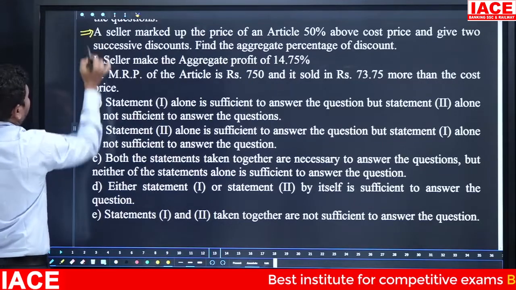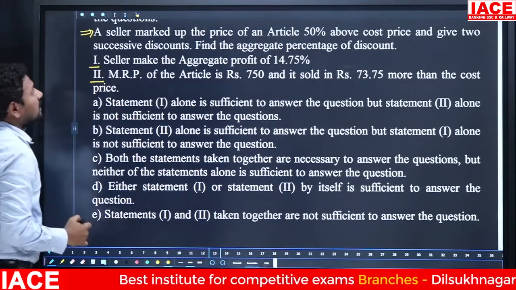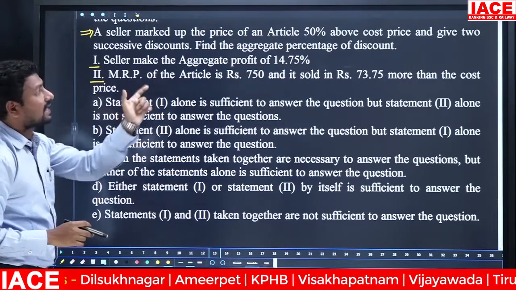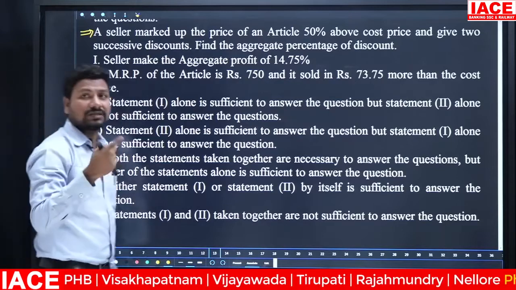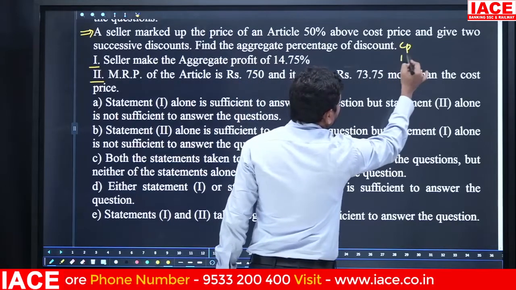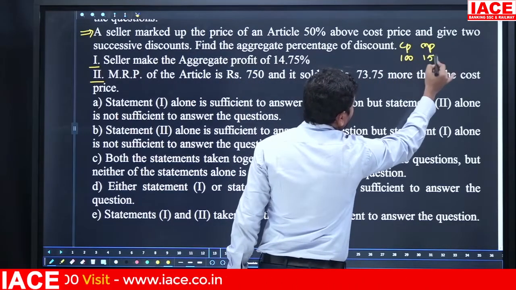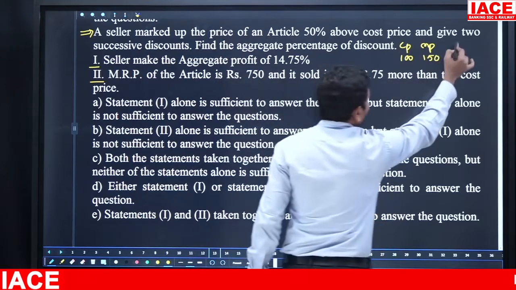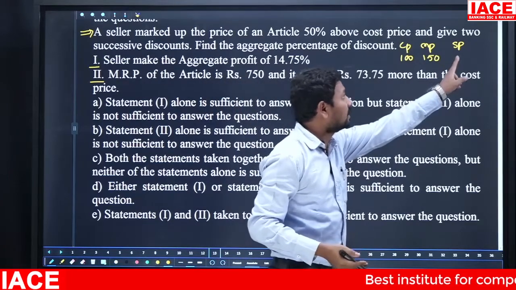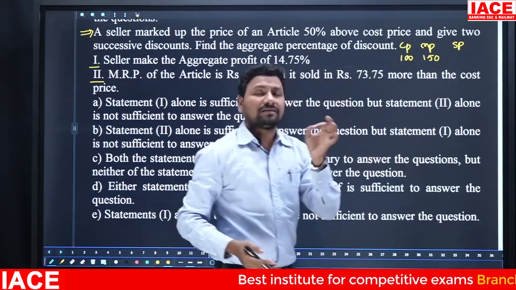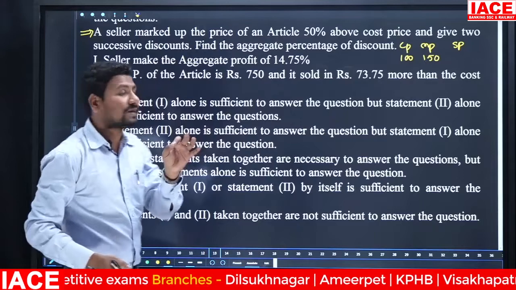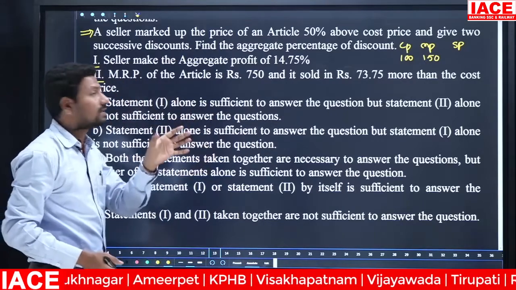Here the question and statement 1 and statement 2. A seller marked up the price of an article 50% above the cost price and gave it 2 successive discounts. Find the aggregate percentage of discount. How many successive discounts? 2 successive discounts, but aggregate percentage required. Then article is how much percentage above? Cost price is 100 means then market price is 150. If you know the selling price, then how much rupees discounted? For example, the selling price is 120 to 150, how much rupees discounted? 30 rupees discounted by 150 into 100, you will get a discount percentage. That means for discount percentage, discount money, you need to know the selling price.